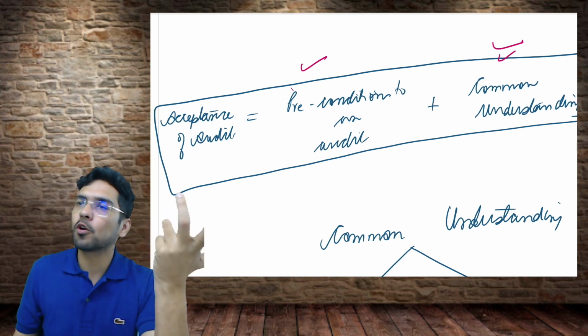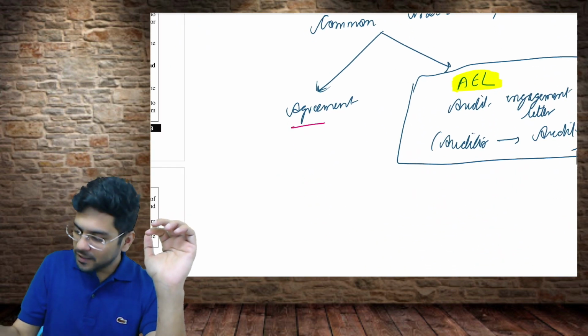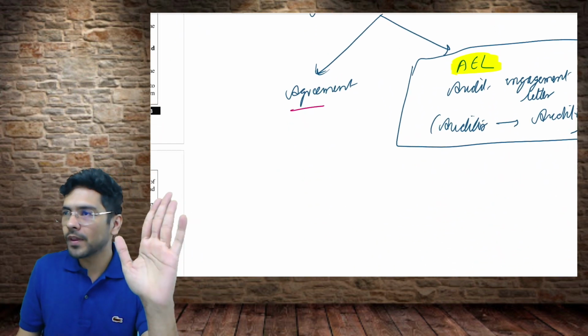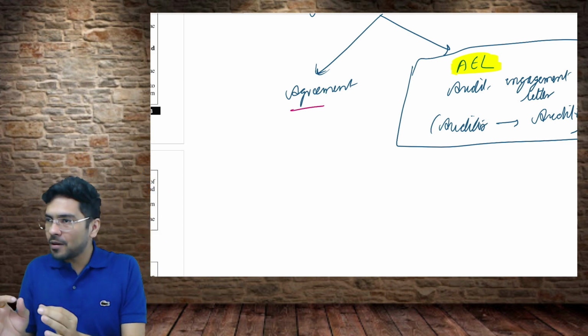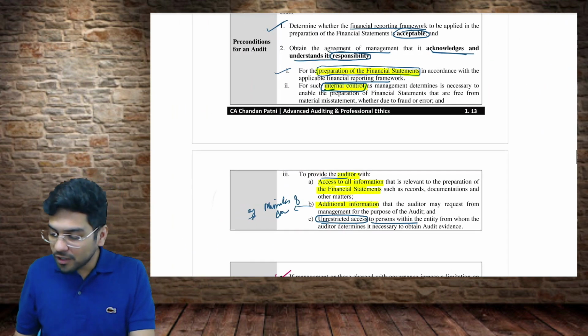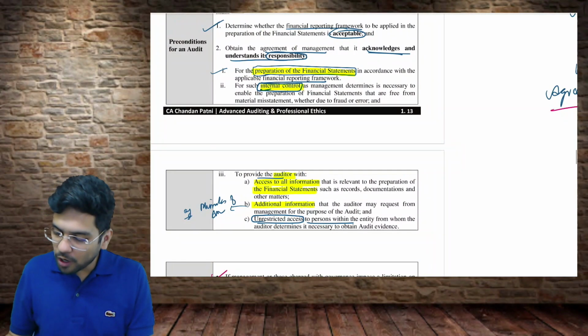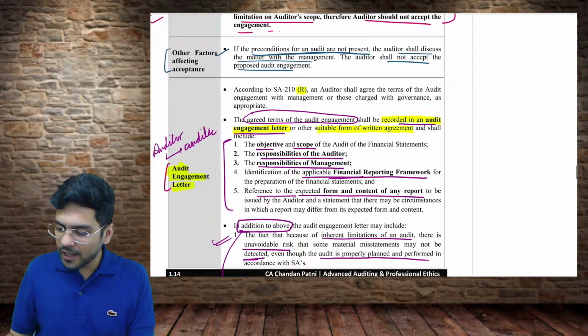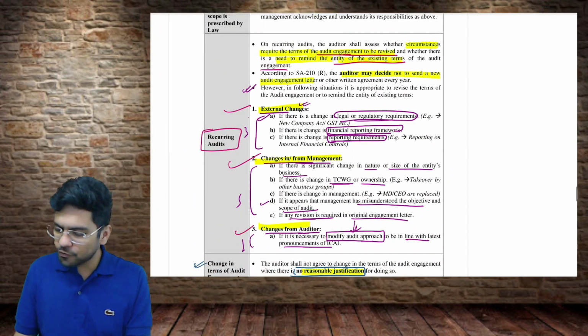If preconditions are present, you will then have to develop what? A common understanding. How can it be developed? Either through a formal agreement or the AEL. Then we read about the contents of the AEL. Then, do we need to come up with a fresh AEL every time in recurring audits? We read about certain circumstances where it is healthy practice to come up with a fresh AEL. What are the circumstances? I told you: external change, management change, change from the auditor.